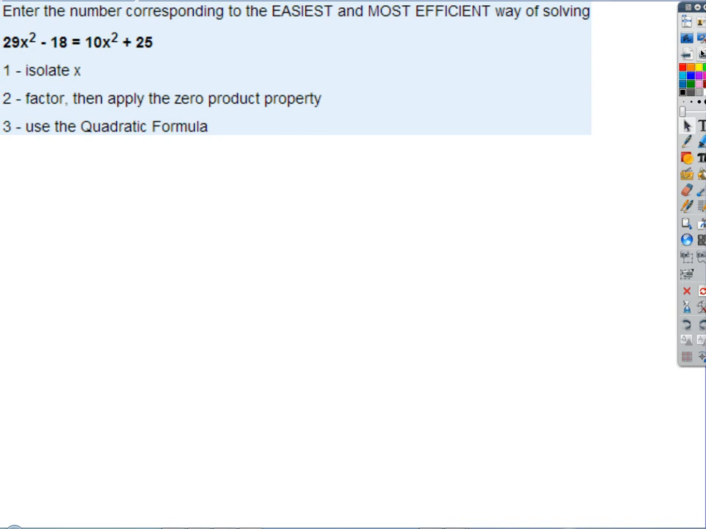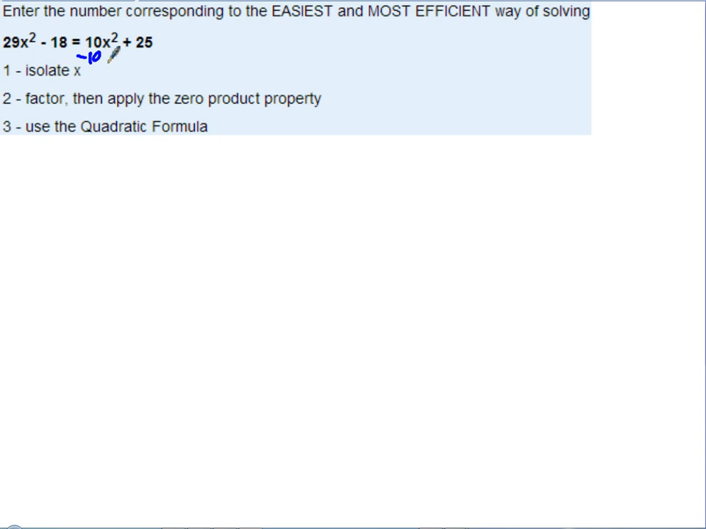Isolate x. Good. Now it may not look like that at first. And what's our rule? I've said this a million times up here: if you can point to a single x, then you can isolate it. Well, I can't point to a single x yet, but I could very easily make it that way, couldn't I? In one step, I could get it so I could point to a single x. If I take this stuff up here, all I have to do is what? Subtract 10x squared from both sides?